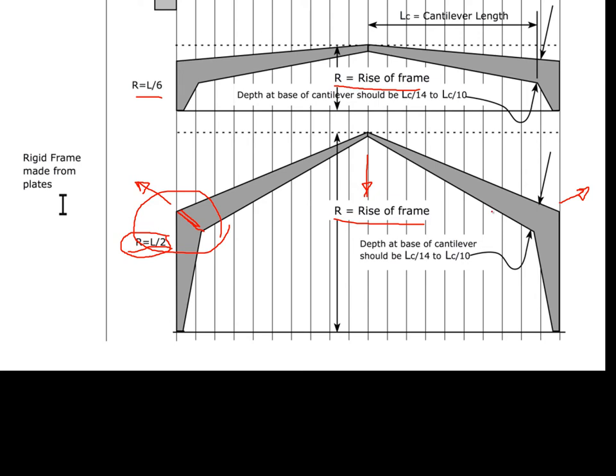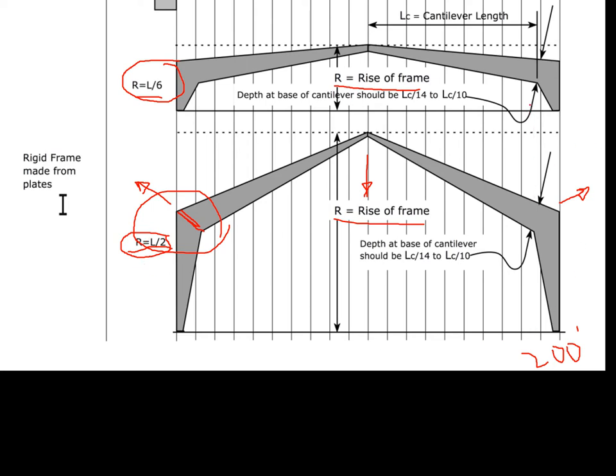So in other words, this span, and I guess I need to go back and find that. This span right here is up to about 200 feet. So in other words, 200 over 6, which would be the situation we're dealing with right here, would be about 33 feet high. And L over 2 would be more like 100 feet high. So that would be the range for the rise of one of these steel rigid frames.